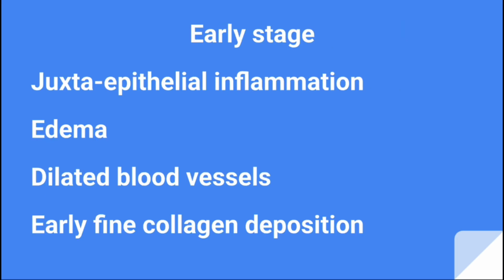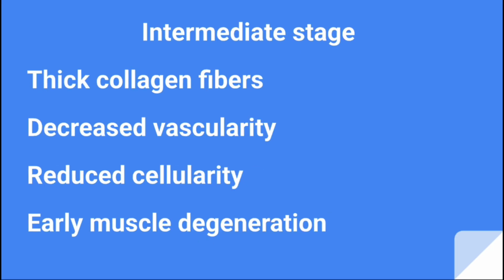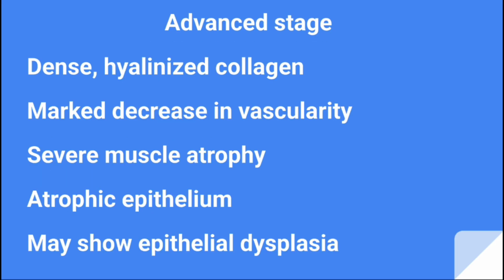So in the early stage, what you can see is epithelial inflammation, edema, dilatation of the blood vessels, early fine collagen deposition. In the intermediate stage, what are the things you can see? Thick collagen fibers, decreased vascularity, reduced cellularity, muscle degeneration you can see. Then in the advanced stage, dense hyalinized collagen, marked decrease in the vascularity, then severe muscle atrophy, then epithelial dysplasia, atrophic epithelium you can see.